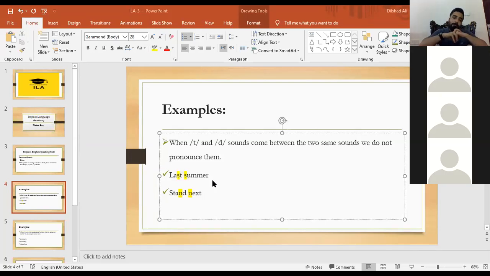It will be last summer, and the second one will be stand next. What did we do if we explain to our friends? The first one, we have a T sound between two S sounds. It will be deleted, so when we read it, we will not pronounce it. How do you read it? Last summer. Excellent.